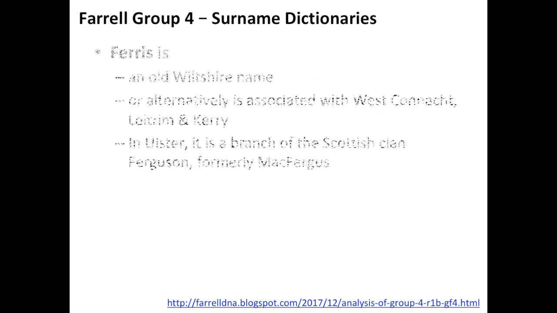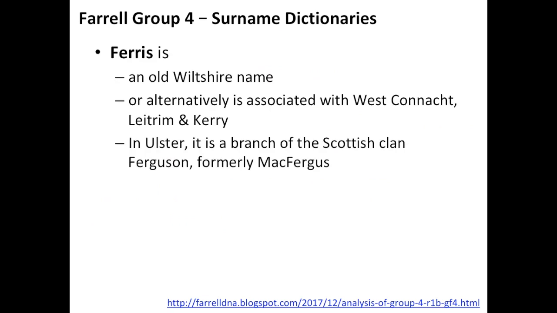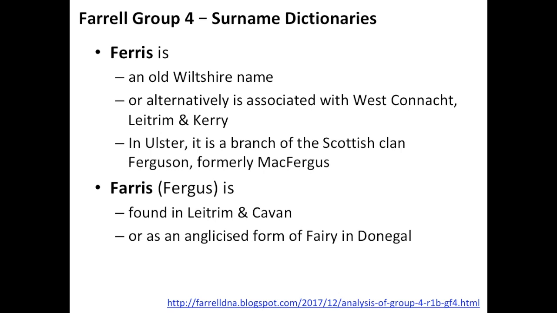From surname dictionaries, Farris is an old Wiltshire name, or it's associated with West Connacht, Leitrim, and Kerry. In Ulster, it's a branch of the Scottish clan Ferguson, formerly MacFergus. Farris is found in Leitrim and Cavan. It's an anglicised form of Fairy in Donegal. So you can see here that the surname dictionaries are giving us a variety of different choices about which origin this particular genetic group came from.